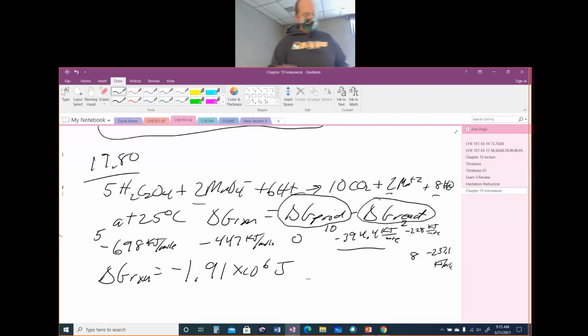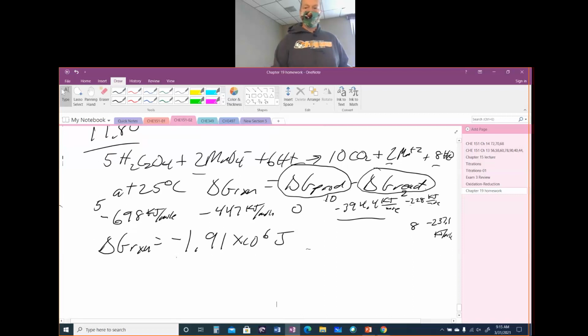All right, so you would have your answer in kilojoules, then you convert it to joules, and so you have a negative 1.91 times 10 to the 6 joules. All right, but the question wasn't what is delta G? The question was what is your E cell value? But we know that delta G is equal to negative nF E cell.